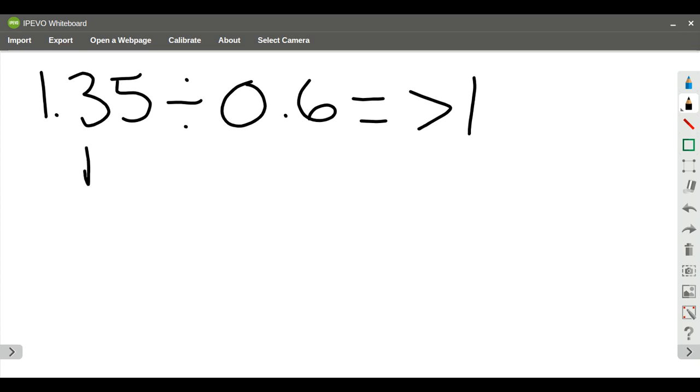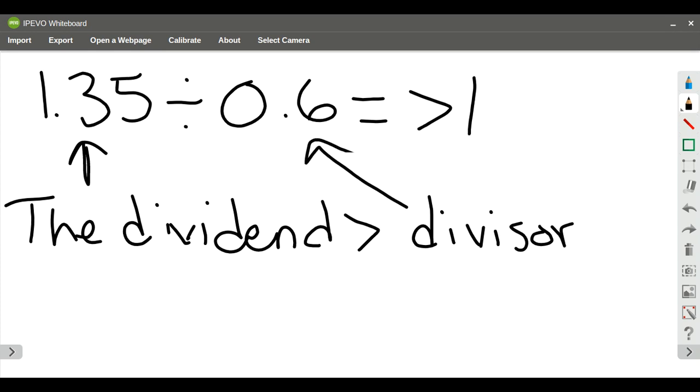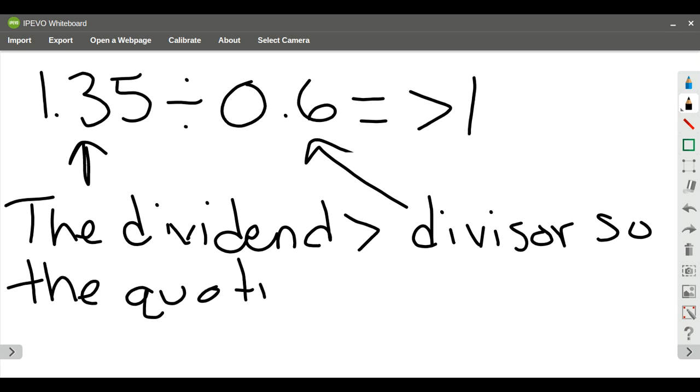The dividend, which is this guy, right? So the dividend is greater than the divisor, which is this guy. So the dividend is greater than the divisor, so the quotient is going to be greater than 1.